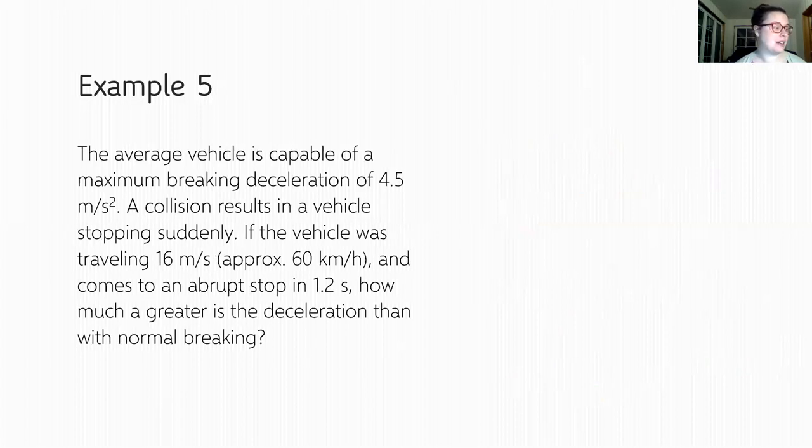Example 5, similar type of question. You'll notice I'm using this 4.5 meters per second squared quite a bit. The average vehicle is capable of a maximum braking deceleration of 4.5 meters per second squared, in case you didn't remember from the last one. A collision results in a vehicle stopping suddenly. Okay, so it stops even faster than with brakes. We know what happens in those cases.